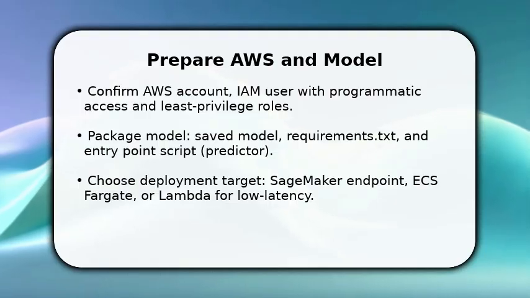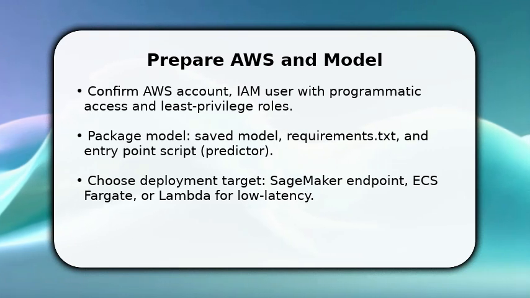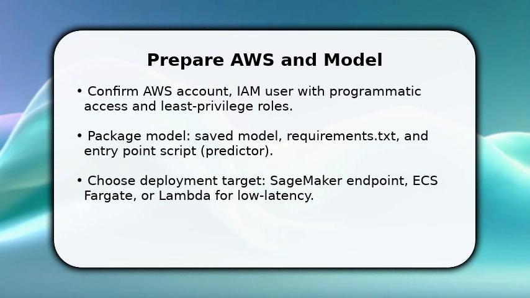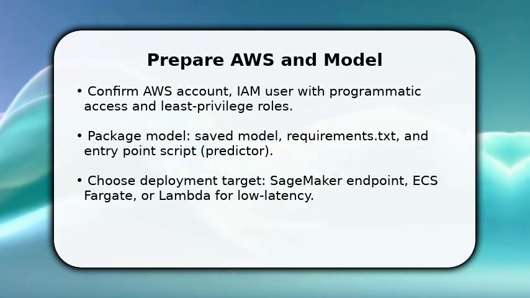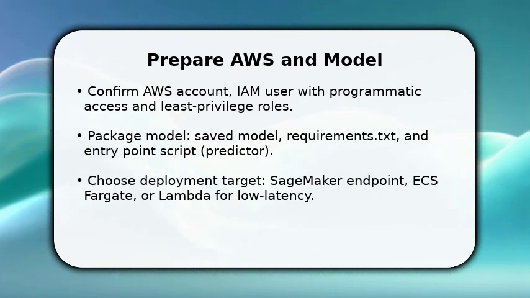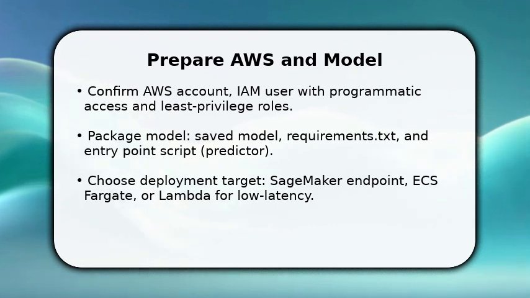You start by verifying essentials: an AWS account, an IAM user with programmatic keys, and a role that allows SageMaker, ECR, or Lambda actions. Next, package your model artifacts. Saved weights, requirements.txt listing exact versions, and an entry script that loads the model and serves predictions.